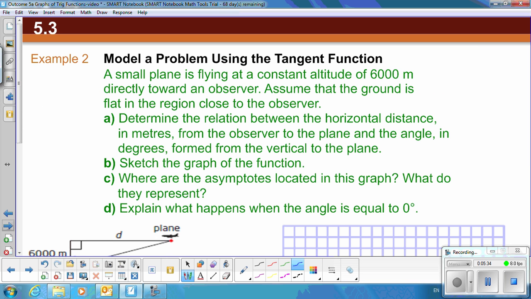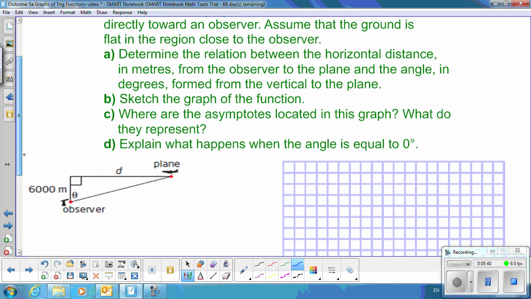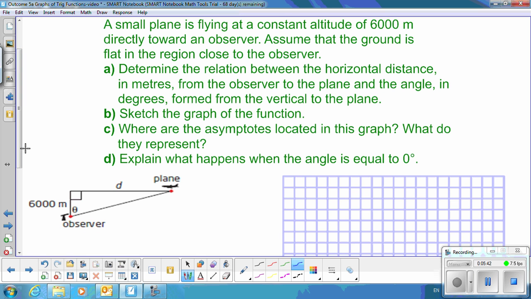All right, we can do those same transformations that we looked at with sine and cosine with tangent. What we're going to look at today is an application. It says a small plane is flying at a constant altitude of 6,000 meters. So here it is in my triangle, directly towards an observer. So this plane is coming this way, and the distance is changing. So we're just going to call it d.